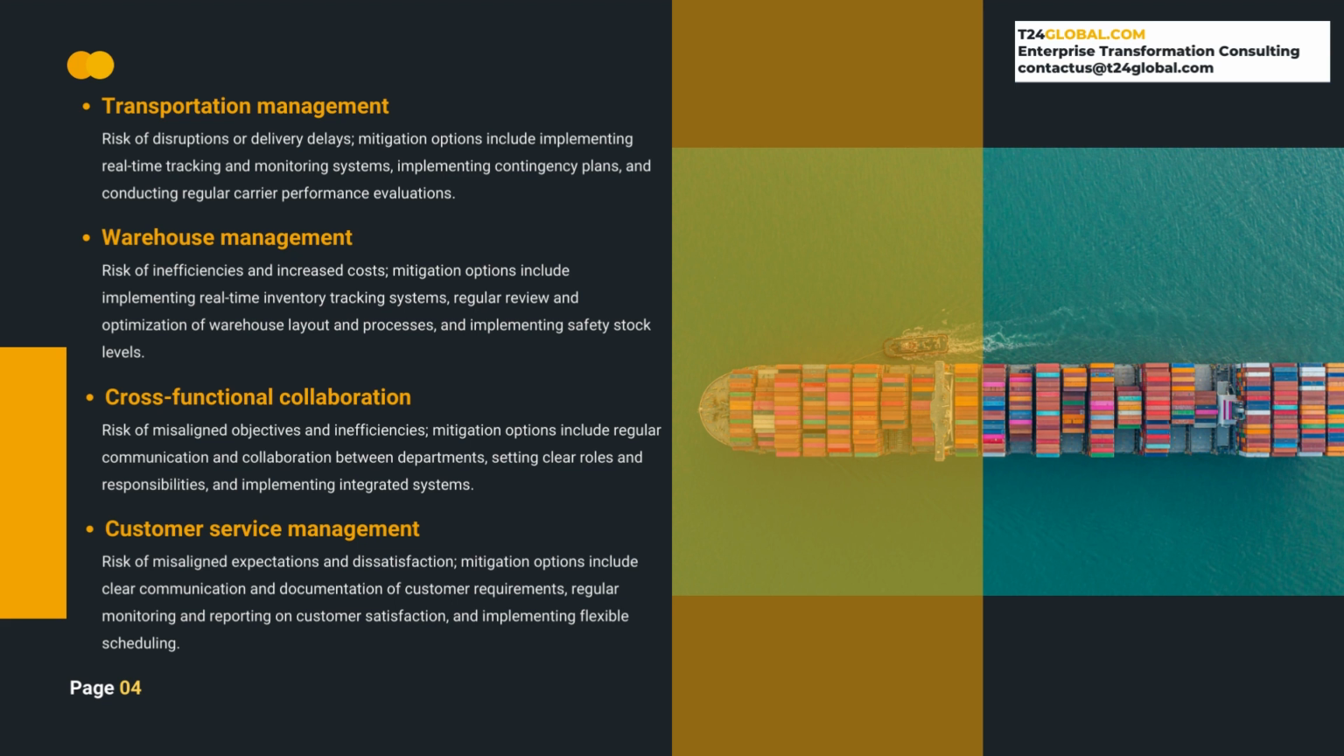Cross-functional collaboration. This involves collaboration between different departments to achieve common goals. Misaligned objectives and inefficiencies can arise without effective cross-functional collaboration. To mitigate this risk, businesses should ensure regular communication and collaboration between departments, set clear roles and responsibilities, and implement integrated systems.